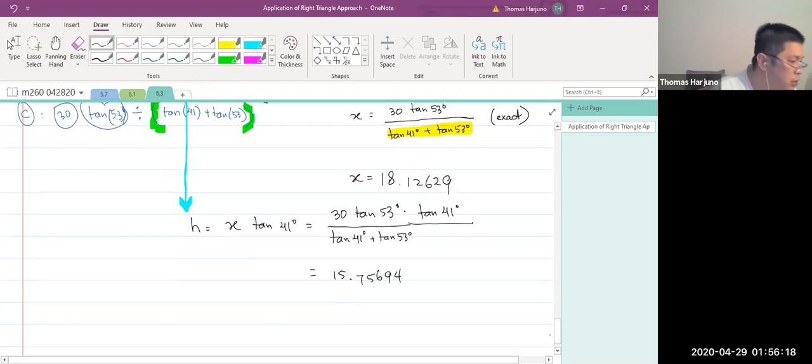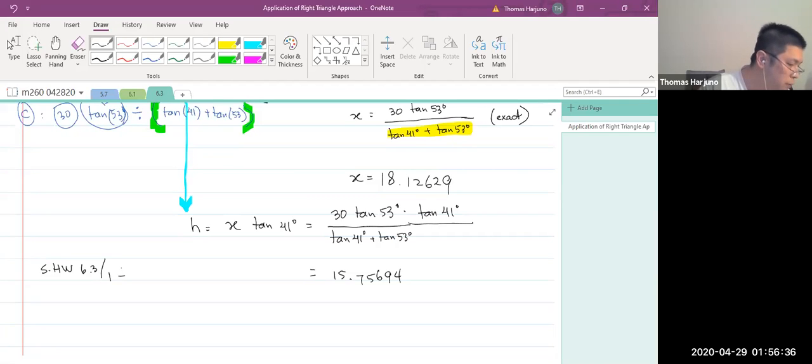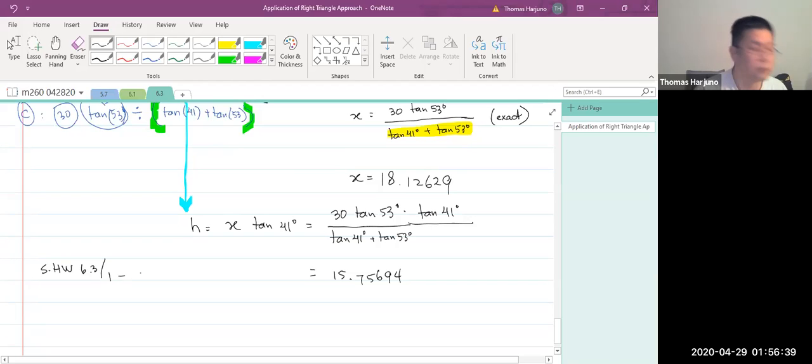Let's see your suggested homework for this 6-3. Suggested homework for 6-3 will be number 1 to number 7, I think number 7 is good enough. And then try number 13, that's an interesting question. Of course, 15 to number 25.